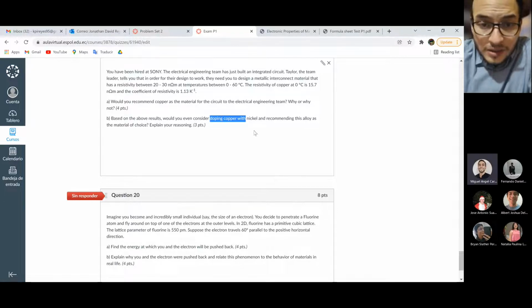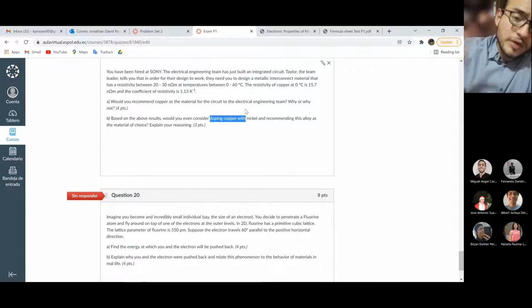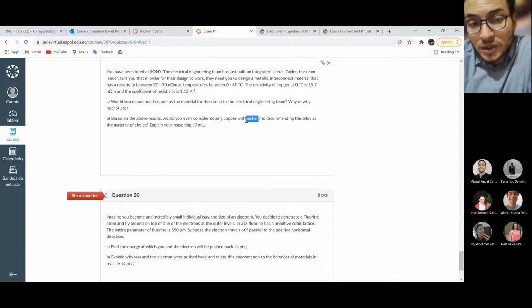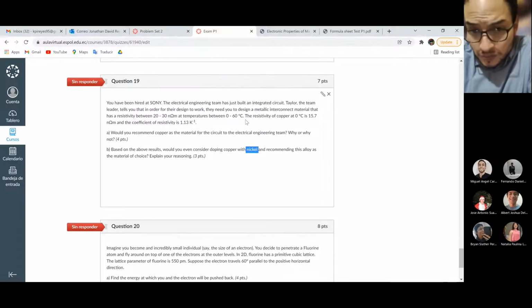If you remember the slides, the unit on electrical properties, remember the graph for copper, right? If I dope it with other materials, and nickel was one of those options, it will reduce the conductivity, right? So if it reduces the conductivity, what's going to happen? The resistivity is going to increase, right? Because remember that conductivity and resistivity are inverse.